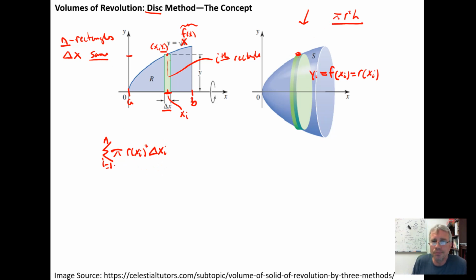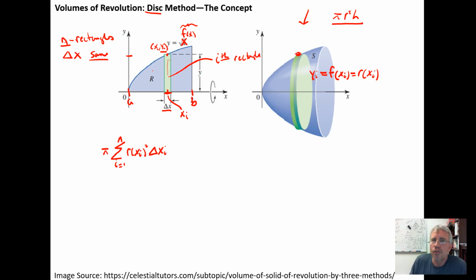And then what we want to recognize is that pi is a constant, so constants can be factored out of summations. So if we factor the pi out of the summation, we'll just get the sum from i equals 1 to n. We'll get pi times the sum of r squared delta x sub i.